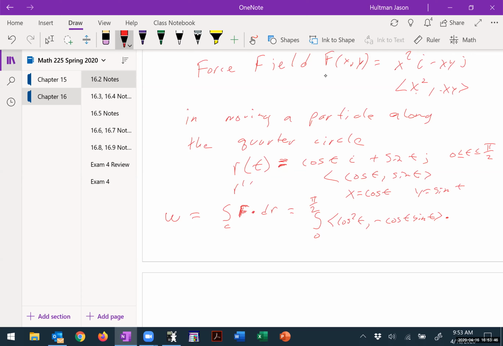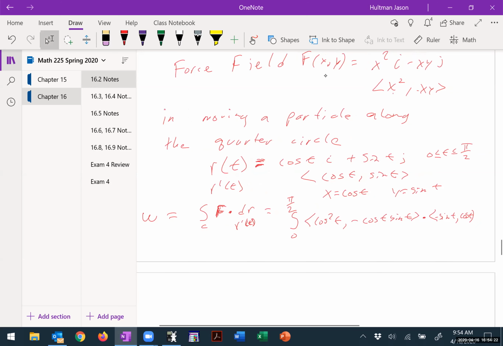So what's r prime of t going to be? We already figured that out, because r prime of t is just the derivative of x of t, y of t. So dr is just r prime of t, which again is a vector. This is negative sine t, cosine t, and then a little extra room, dt.